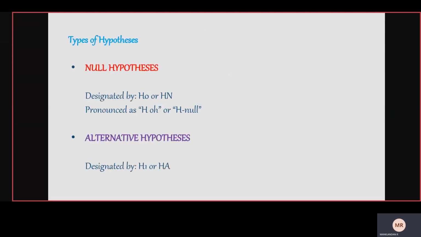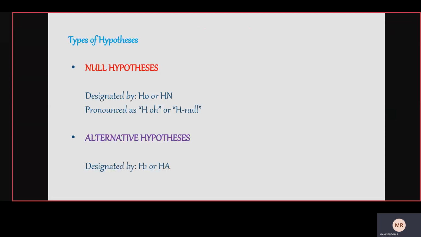And next, types of hypothesis. First one is the null hypothesis. Second one is the alternative hypothesis, designated by H0 or HN. H0 means null hypothesis, and HN indicates a null hypothesis. H0 is a normal hypothesis, a profound hypothesis. And the alternative hypothesis is designated by H1 or HA.